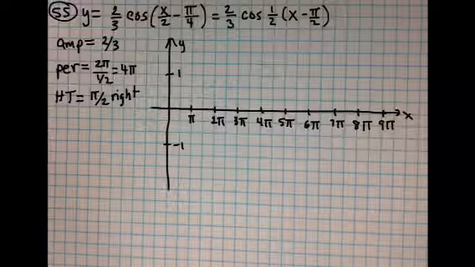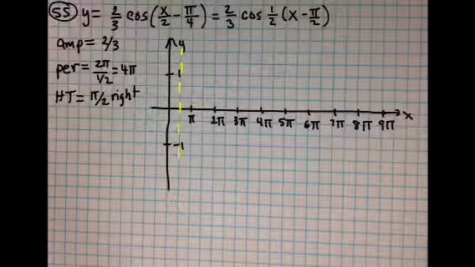Oh yeah, and there's a phase shift to the right, pi over 2, or horizontal translation. So notice that every tick mark is pi, so that means halfway down is going to be where the translation is, so I'm going to draw these lines just to help.